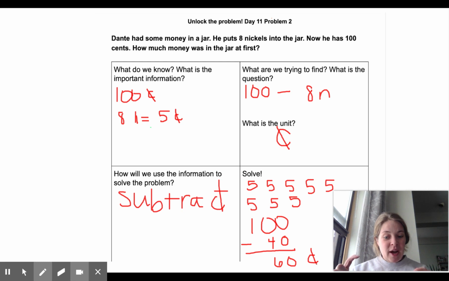Below this problem, it says, write a statement to answer the question. So now, second graders, you need to write a statement that answers how much money was in the jar at first. You could say, there were 60 cents in the jar at first. But you need to write a statement. When you're done, send the picture to your teacher. I can't wait to see your work.